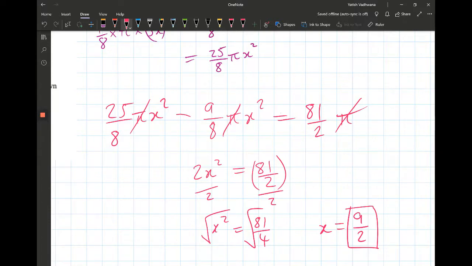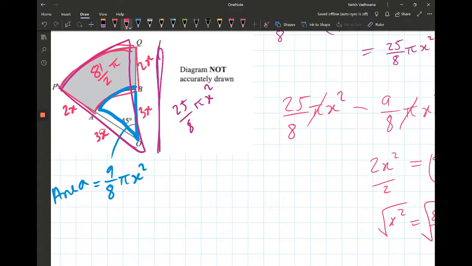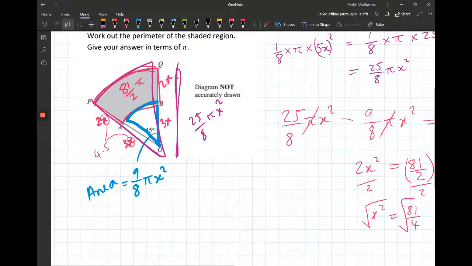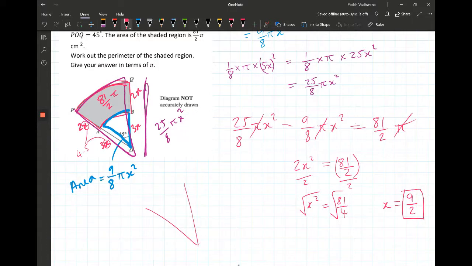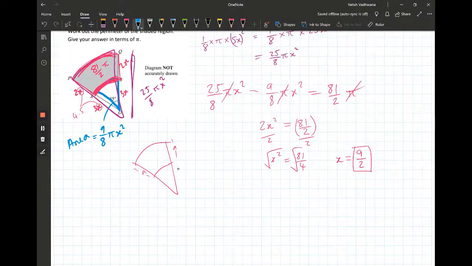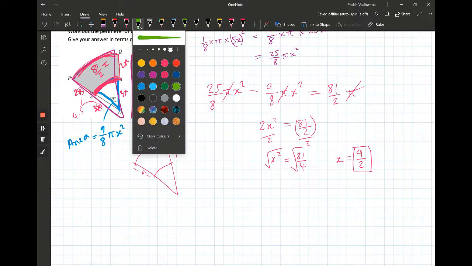Now we have the value of x, so that means that this x here is going to be 4.5. So we actually have the measurements of our shape now. This bit here is going to be 2 times 4.5, which is just 9, and that's also going to be 9. Remember, we're finding the perimeter of the shaded region, and then we're going to need to find the arc lengths for each. So we can do that fairly easily. Let's use green. We're going to look for this length here.